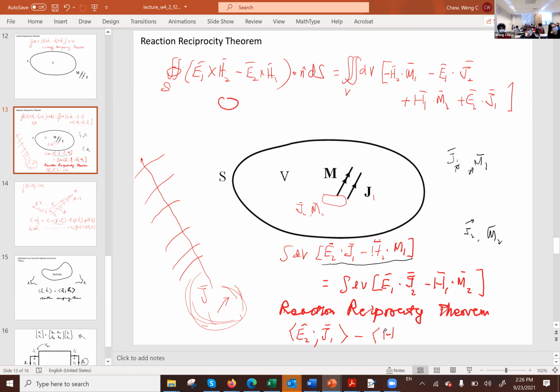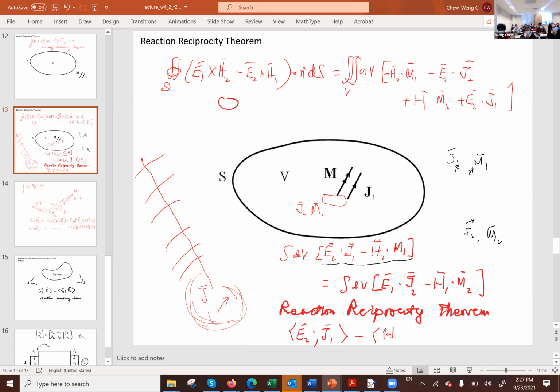integration, because they are point sources, you need only to integrate over a point in space. So it becomes the interaction. Think of this as interaction. The interaction of the field from experiment two with J1, which is just a point source, means that J1 is trying to measure the field at that particular point in space. So the field of experiment two measured by the dipole source J1, and let's not talk about M yet, is equal to the opposite: the field of experiment one measured by the dipole source J2.